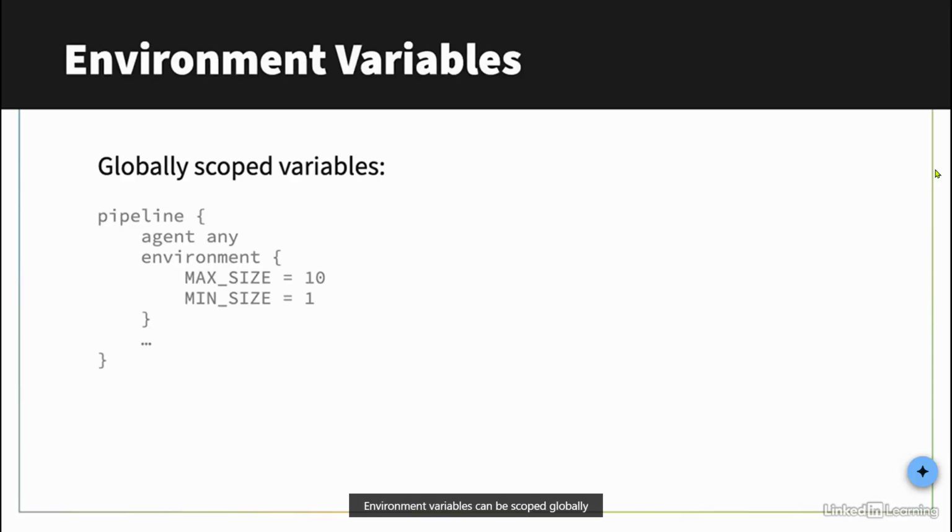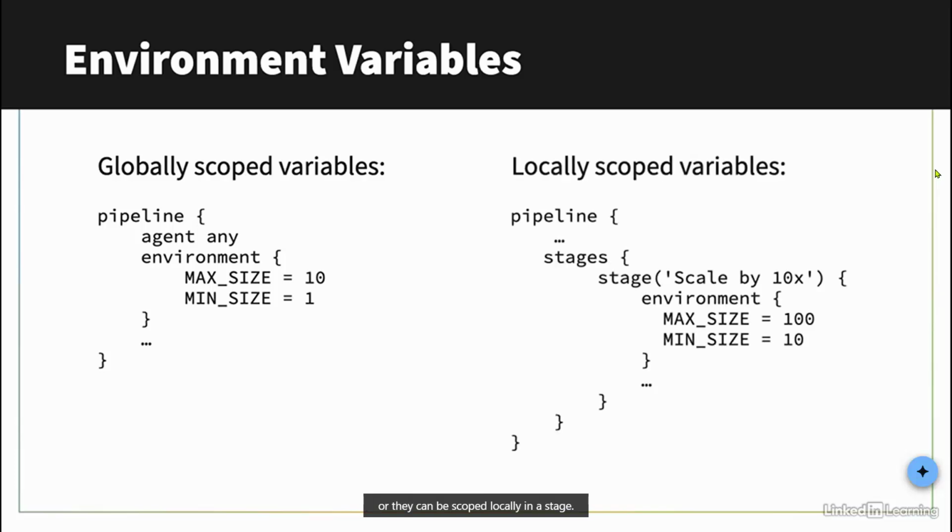Environment variables can be scoped globally for an entire pipeline, or they can be scoped locally in a stage. Using an environment block at the beginning of a pipeline exposes the variables to all pipeline steps. Using an environment block at the beginning of a stage only exposes variables to steps within that stage.